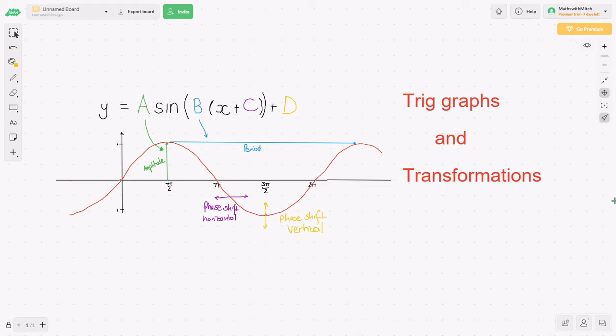Today we're going to be looking at trig graphs and their transformations. Particularly we're going to be looking at a general formula, as you can see there, with those coefficients A, B, C and D. We're going to take each one in turn and talk about what difference they make to the graph and how you can transform it just by looking at those coefficients.